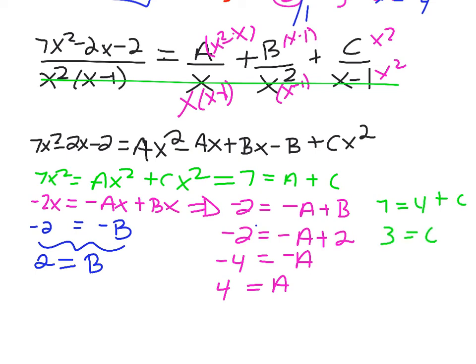And then your partial fractions would be a over x, that's 4 over x. B, which is 2, so that's going to be plus 2 over x squared, plus c, which is 3 over x minus 1. And that would be your answer. Okay, so let's take a look at number 4.